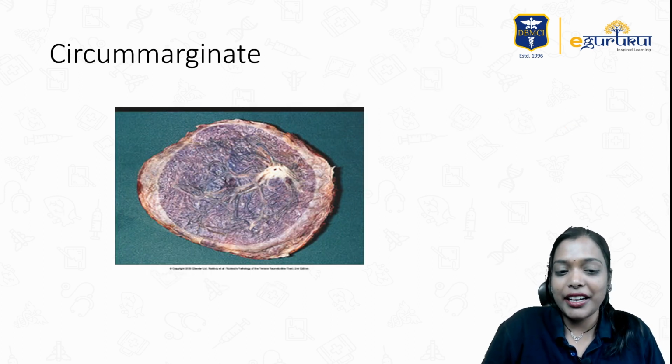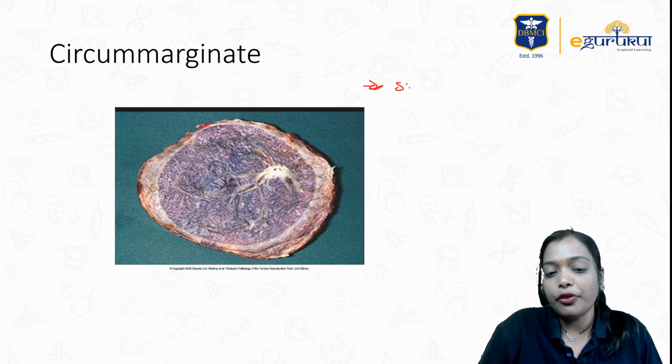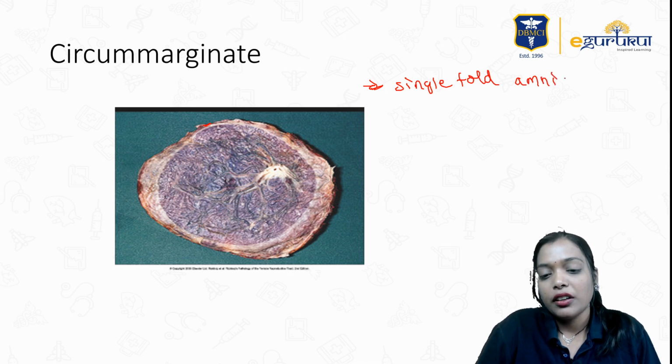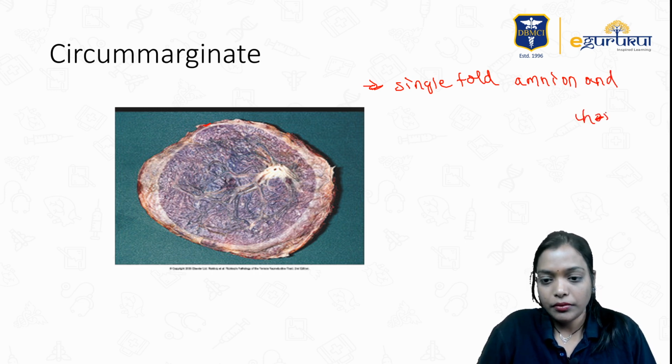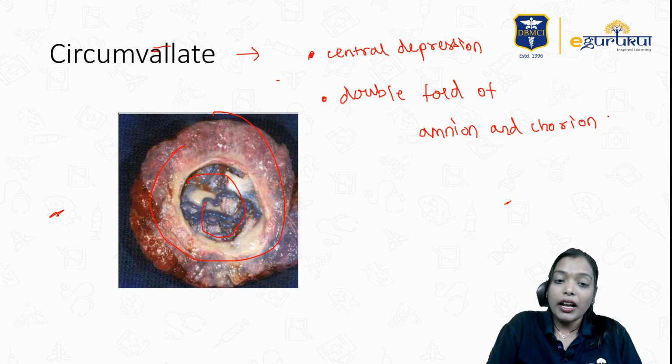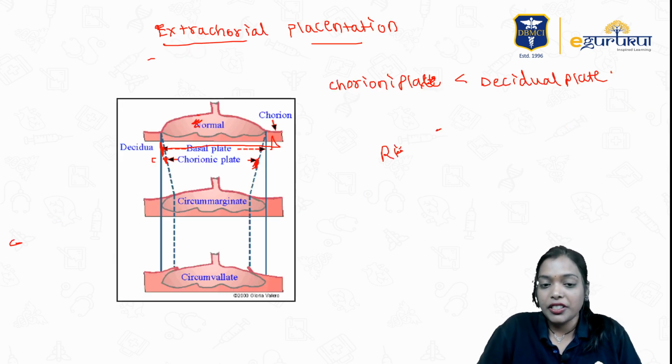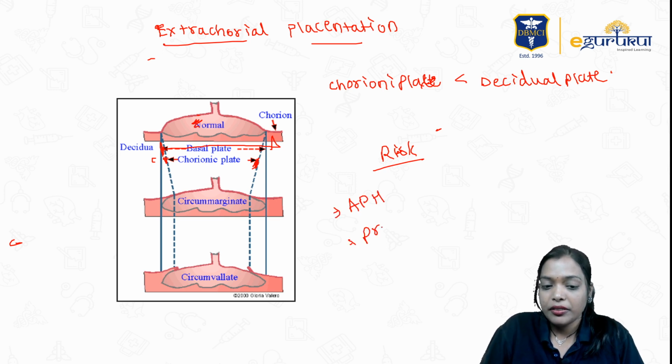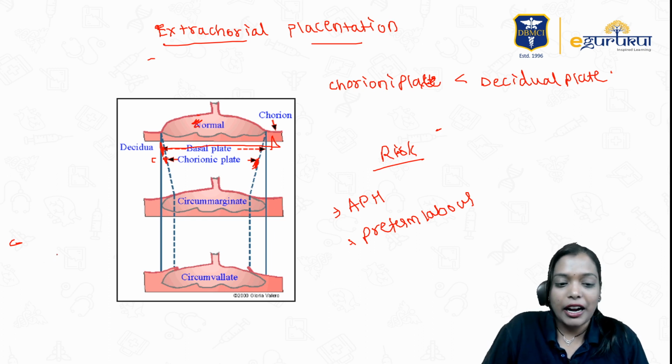Next, circummarginate. Circummarginate has only a single fold of amnion and chorion. Basically, all these are just image-based questions for you all. It looks like a peripheral margin; this ring looks like a peripheral margin. What are the risks associated with extrachorial placentation? They can present with antepartum hemorrhage, preterm labor, and IUGR.